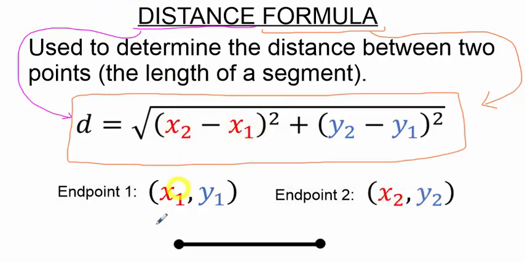You get to decide which point in the diagram is the first endpoint and which one is the second endpoint. If you switch the 2 points, you will still end up with the same distance and the same result at the end of the problem.